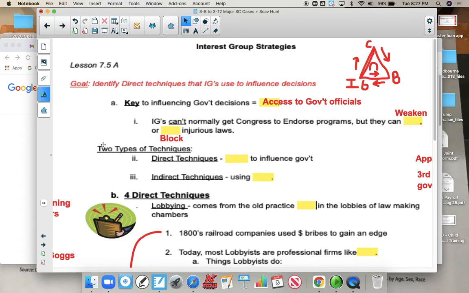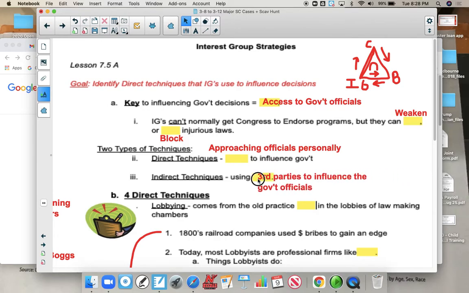There's two types of techniques. This one, we're going to focus on direct techniques, but I'm also going to just touch on indirect. So for direct techniques, let's define it as this: approaching officials personally to influence government. It would be like waiting in the lobby of the Senate or the House of Representatives to speak personally to an individual. Indirect techniques are using third parties, parties that you might pay or support as an interest group to influence government officials. Okay, so it's not direct contact, it's contact through another person or through another avenue.